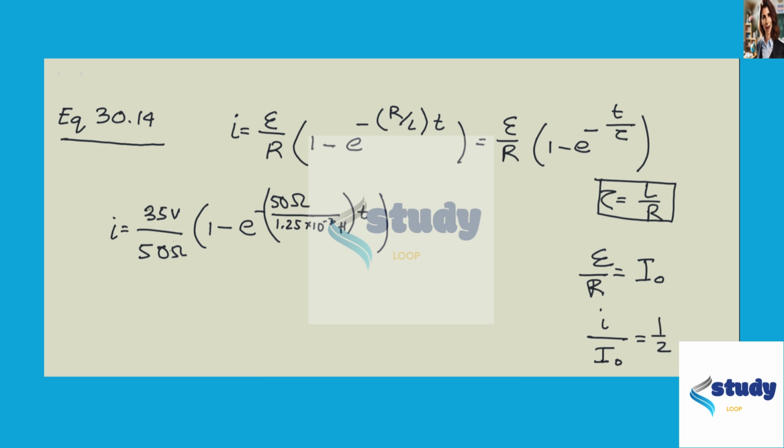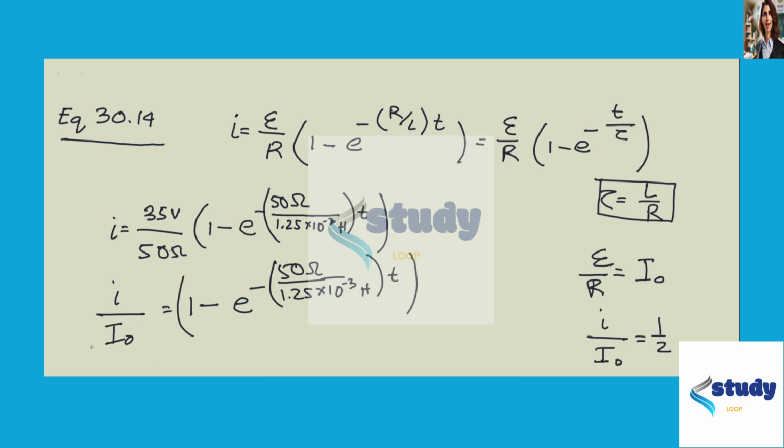So if we do so around here, we'll have I over this quantity, which is epsilon over R, and that's I-O, is equal to 1 minus e to the power negative 50 ohms by 1.25 times 10 to the power negative 3 Henry times the total time. So the left hand side is equal to half. So we can write half is equal to 1 minus e to the power negative t over tau, where tau is basically L over R. So we can get the value from here.